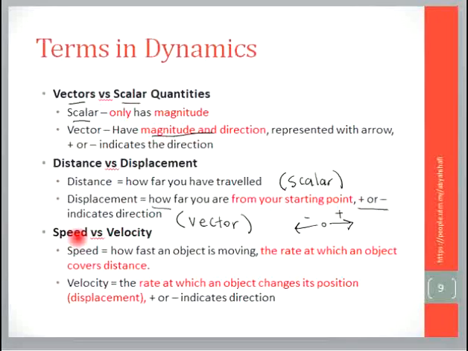And the other one is speed versus velocity. Speed is how fast an object is moving, the rate at which an object covers distance. This means distance over time. But velocity is the rate at which an object changes its position. Positive and negative indicate the direction also. So speed is a scalar and velocity is a vector.